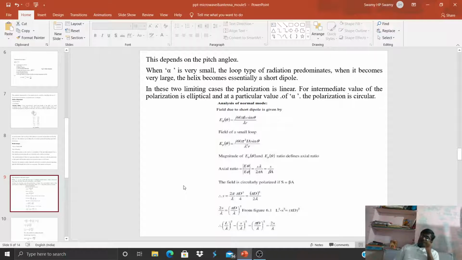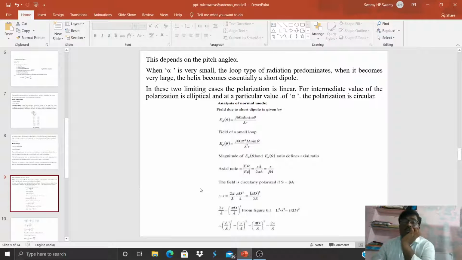In these two limiting cases, the polarization is linear. For intermediate values of alpha, the polarization is elliptical. At a particular value of alpha, the polarization is circular.